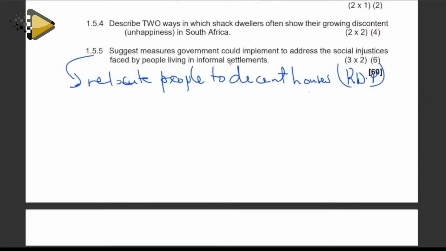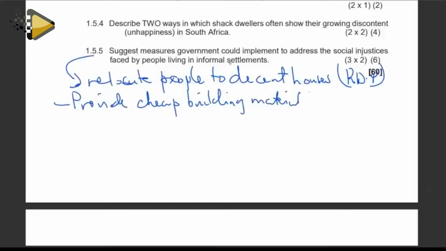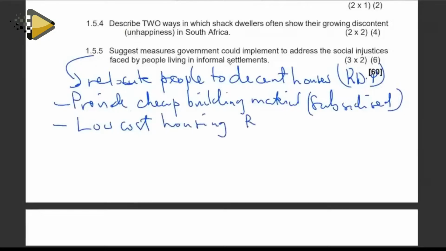And also what can be done? Provide cheap building material. Or we can say the government must subsidize building material to the people so that they can do their own construction of decent houses and be able to stay formally. We can also talk of low-cost houses. The government must try to engage in low-cost housing, e.g. through the RDP. Government must try to establish housing units which are low-costing.